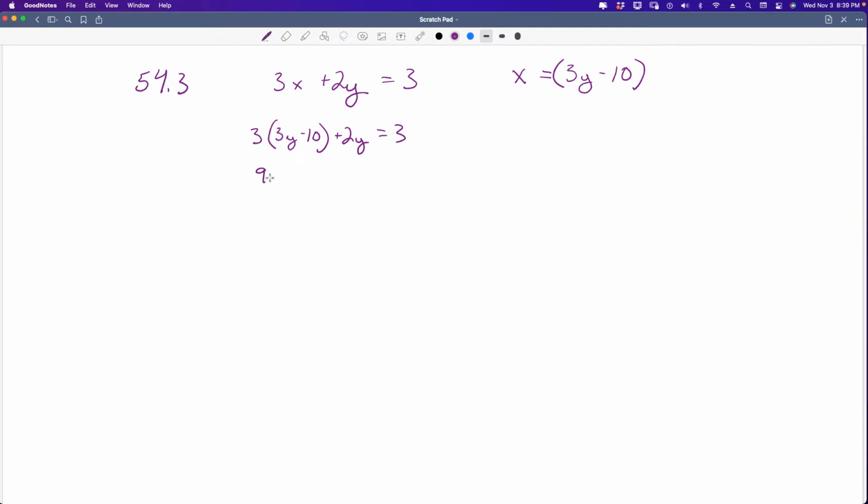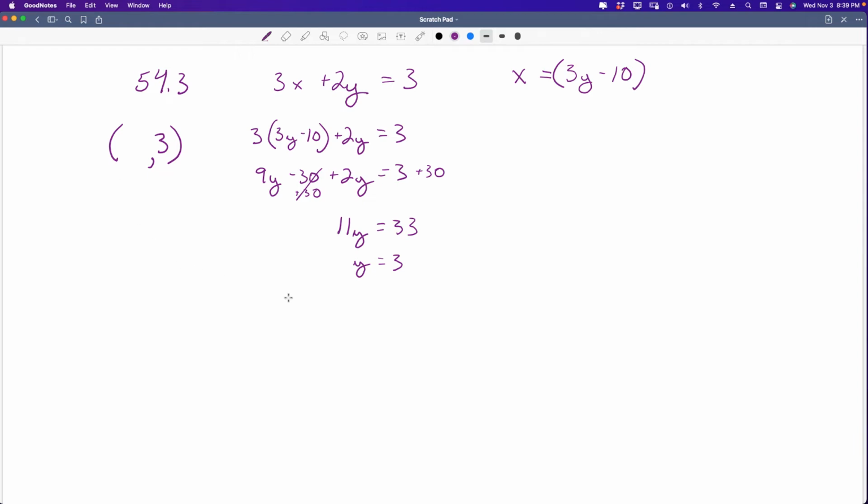That's 9y minus 30 plus 2y equals 3. Now I can combine these and get 11y, and then I can add 30 to both sides. That gives me 33y is equal to 33. Okay, I divided 33 by 11. That gave me 3. So if y is equal to 3, my answer has a 3 in the y spot.